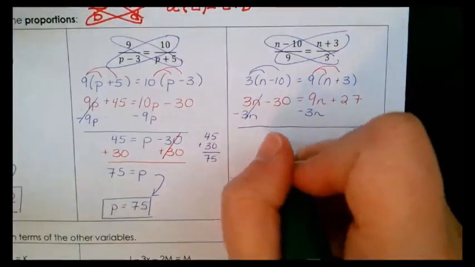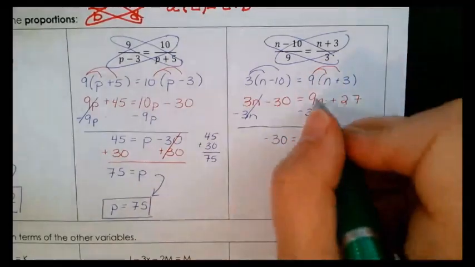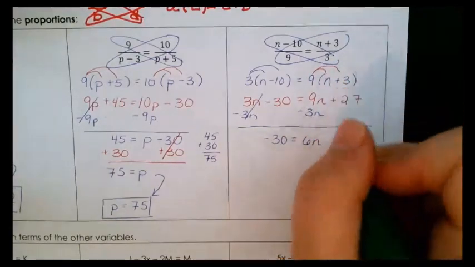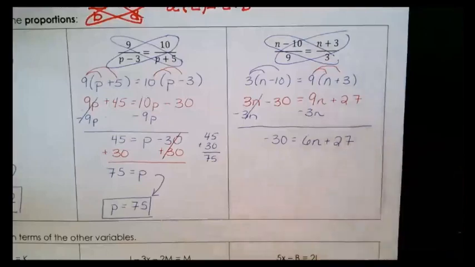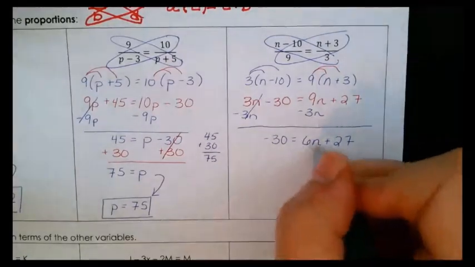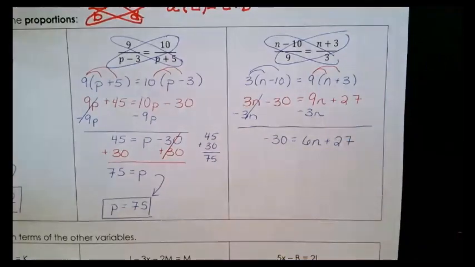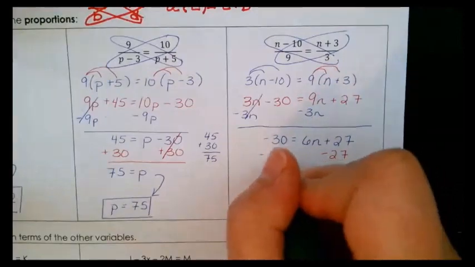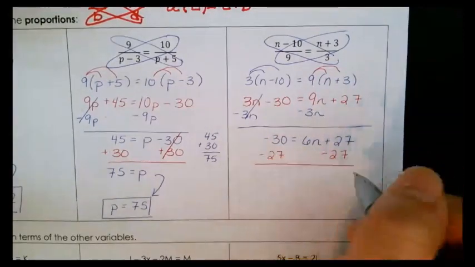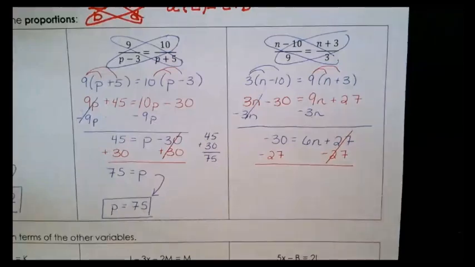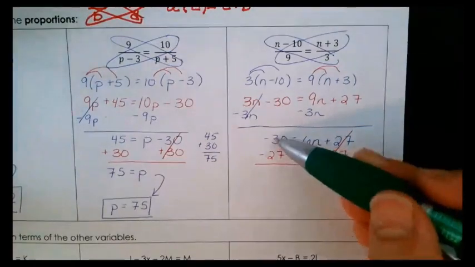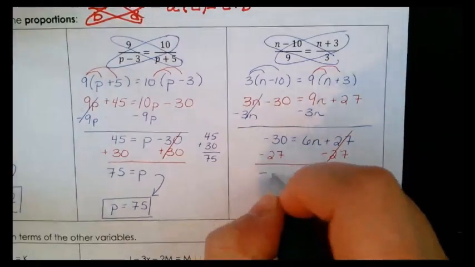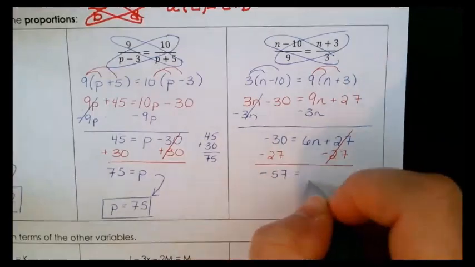Bring down the negative 30 equals 9n minus 3n. 9 minus 3 is 6n. Bring down the plus 27. Now, I'm going to get 6n by itself, so I'm going to subtract 27 from both sides. Again, this is where the number line would come in handy. But negative 30 minus 27, you're going to get negative 57 equals 6n.